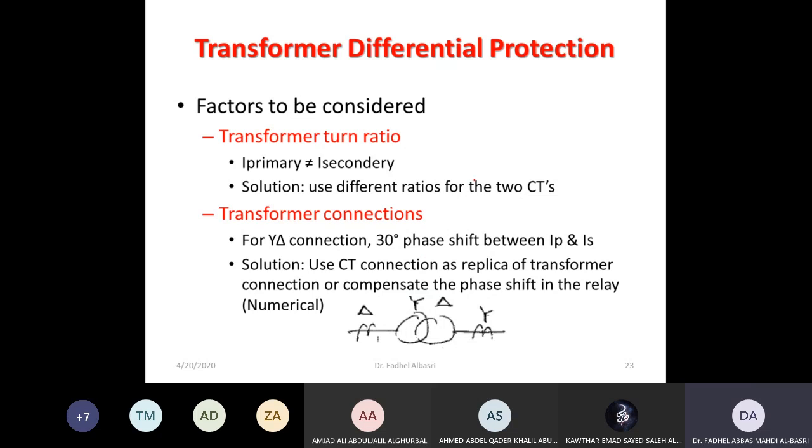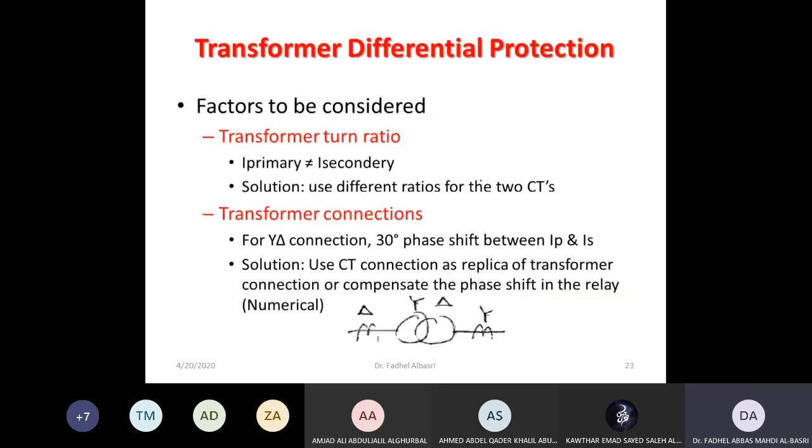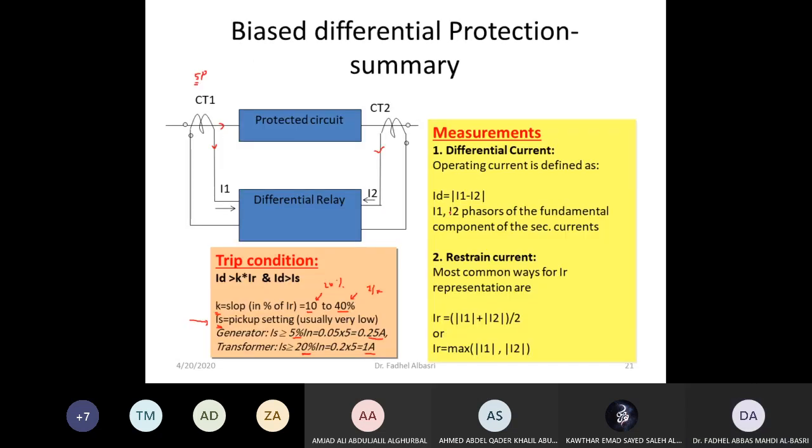I will stop here. In the next class I will try to present how you apply the differential protection principle on a transformer to protect the transformer windings. I will also give you an example. Do you have any questions?